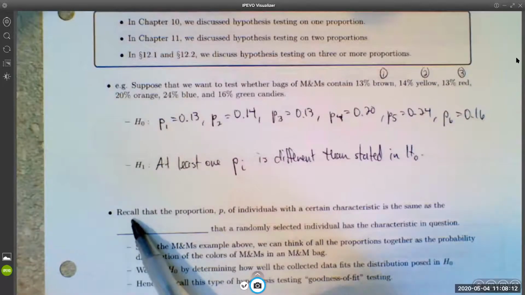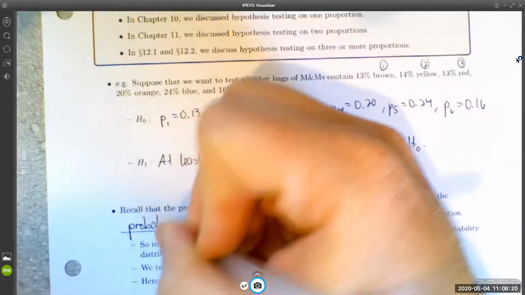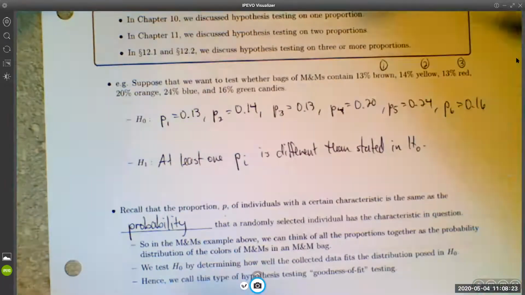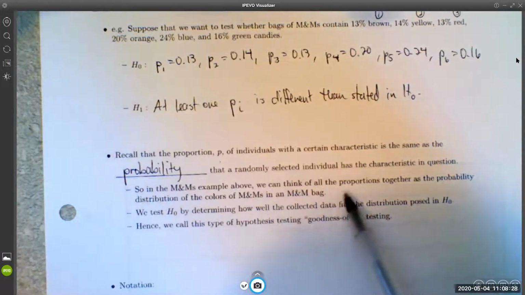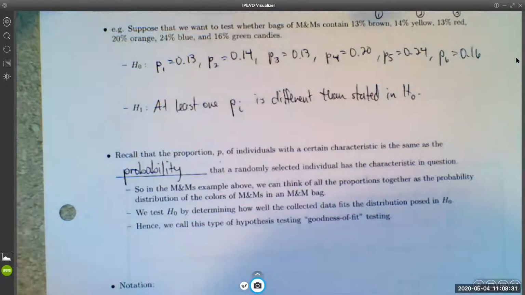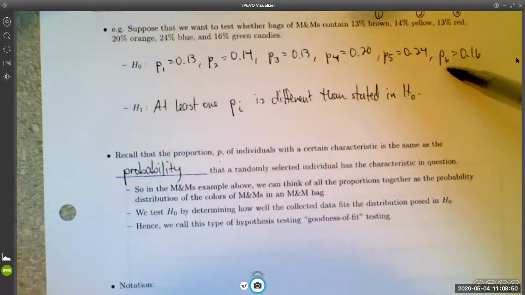Now, you may recall that the proportion P of individuals with a certain characteristic is the same as the probability. It's the same as the probability that a randomly selected individual has the characteristic in question. So in the M&M's example, we can think of all the proportions as a probability distribution instead. Okay, so we're going to test the null hypothesis by determining how well the collected data fits with the distribution posed in the null hypothesis. And that's why we call it a goodness of fit test. We're going to see, is H null a good fit for the data that we collected?